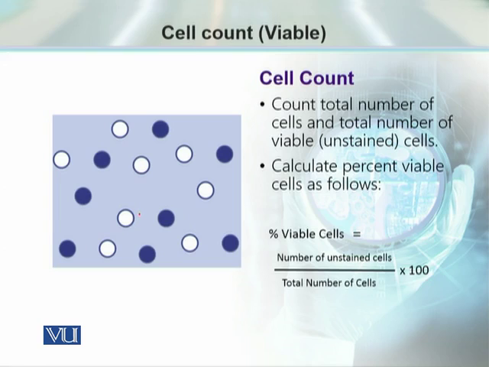Keeping in view these numbers, we can find out the percentage of viable cells, and then we will have an idea of how many cells are present in that particular vial which are alive, and what number or what volume we need to take from that particular vial to establish our culture again.